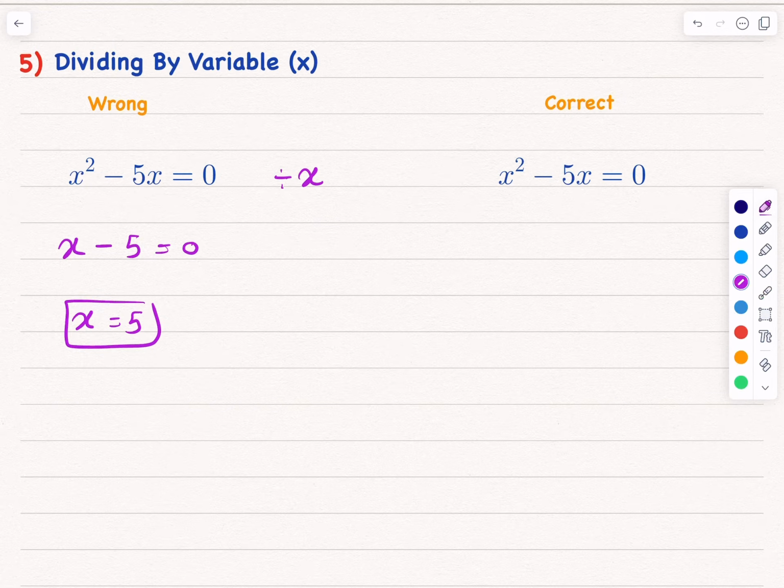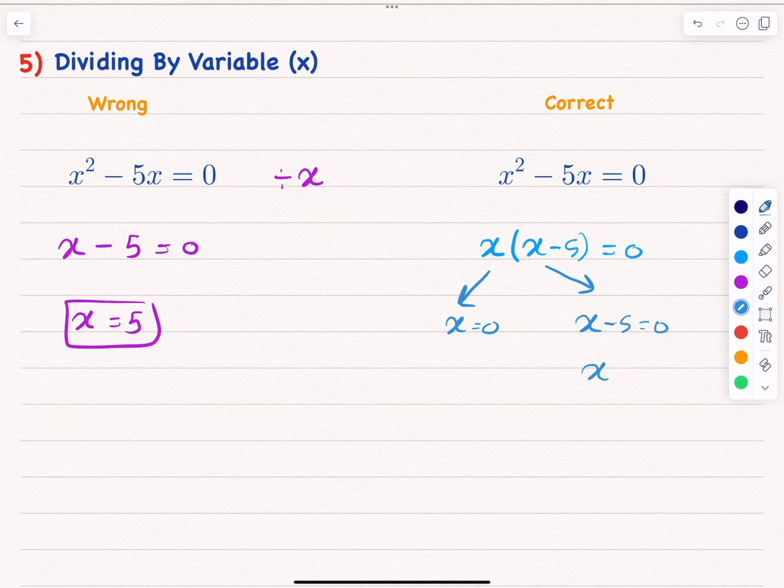So to do it in the correct way now, we do it like this. Instead of dividing by x, we can factorize the x out. Then we will have x minus 5 inside equals 0. Since we have a product equals 0, then either the first one is 0, so x equals 0, or the second factor, x minus 5, is 0, then x will be 5. So as you see here, we have two correct solutions, but here we got only one of them.